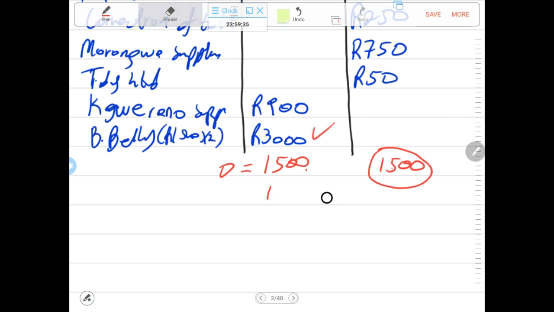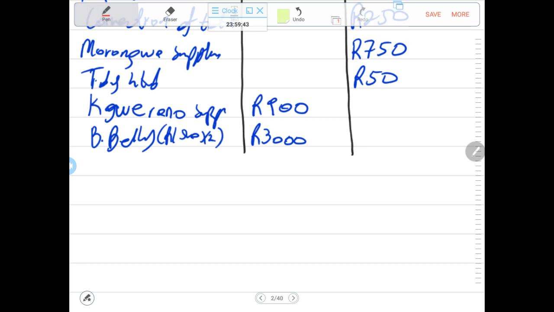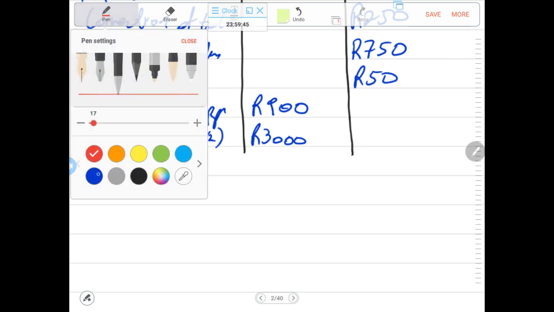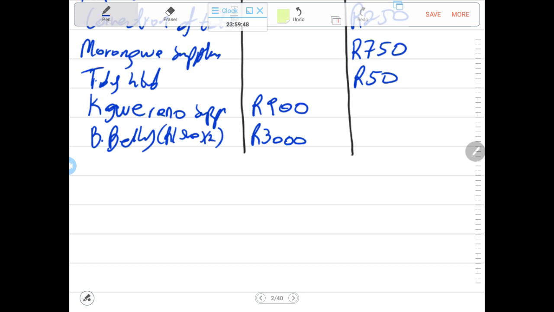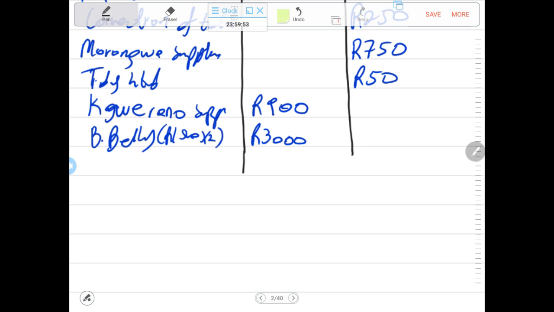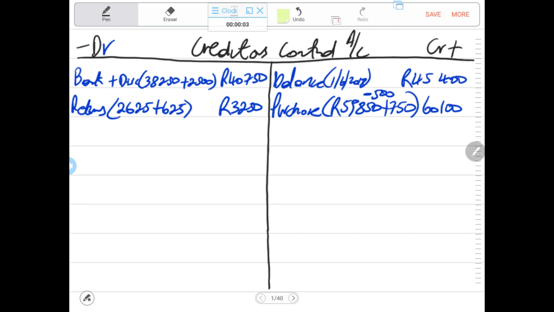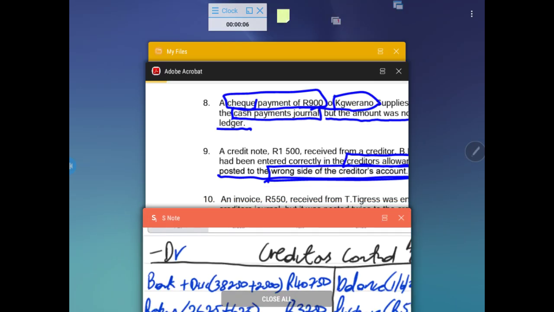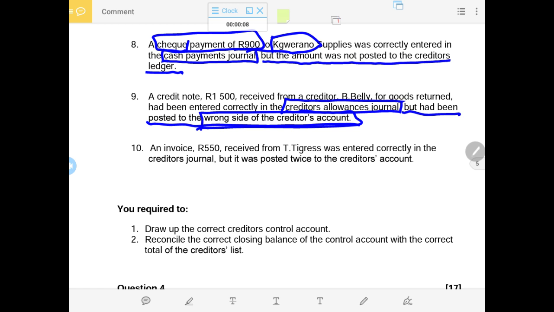So that's why we just double. If the amount is correct but on the wrong side, then what you do, you double the amount, you record it on the correct side. So that's what we have just done in this case. The amount was correct, but it was on the wrong side. So we just double the amount, we record it on the correct side. I hope I said the right terminology.